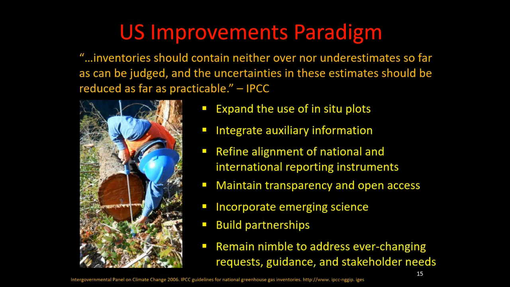We want to align our national and international reporting instruments. So we don't have one report in the U.S. saying there's X amount of forest carbon and another report stating a different number. We need to have transparency and open access. So we give a number of talks and webinars such as this to relay where we stand with our carbon accounting. Certainly, as I mentioned, with laser scanning, we need to incorporate emergent science and of course, build partnerships with state and other federal agencies, local communities, so people understand what we're doing.